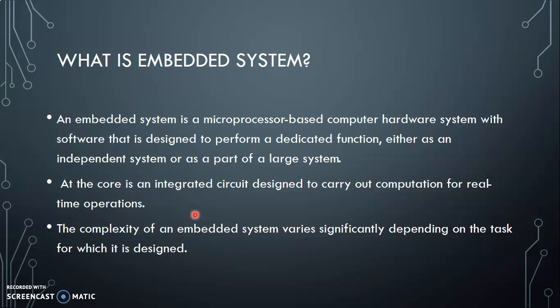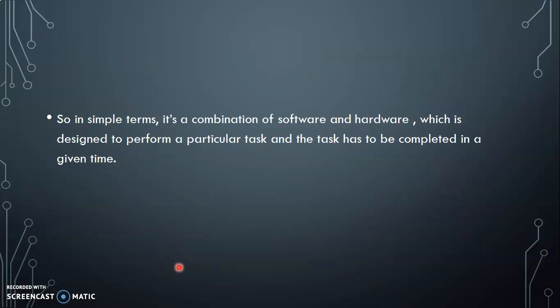This embedded system is subjected to time constraints, that is, it has to perform a specific task within a limited time frame. The complexity of an embedded system varies significantly depending on the task for which it is designed. So in simple terms, it is a combination of software and hardware designed to perform a particular task, and that task has to be completed in a given time.